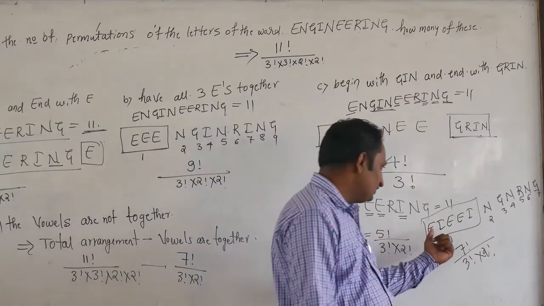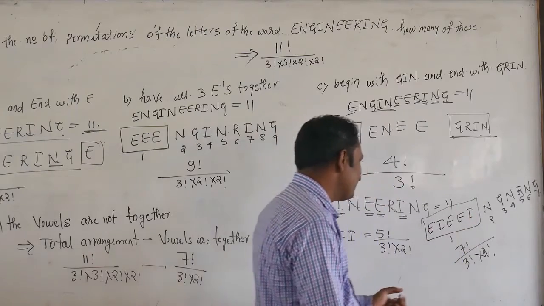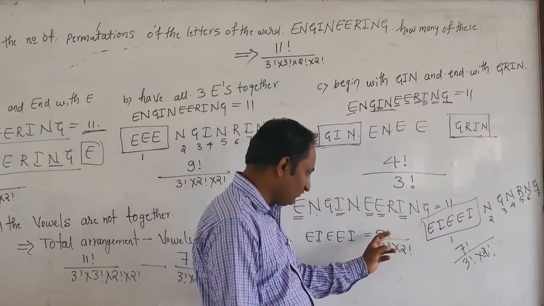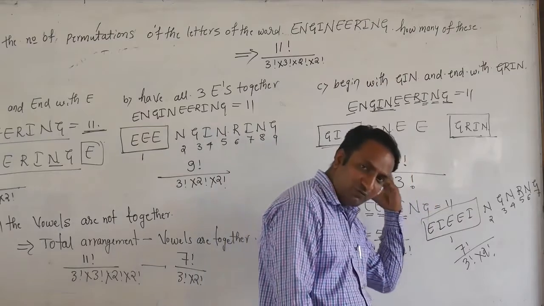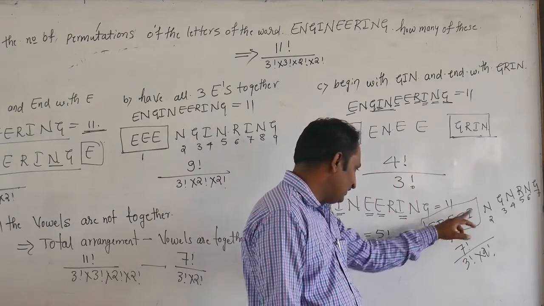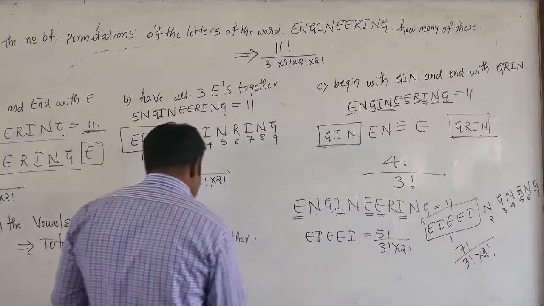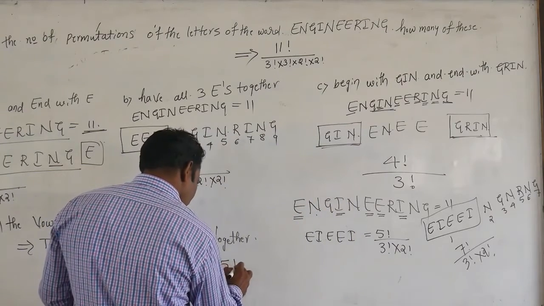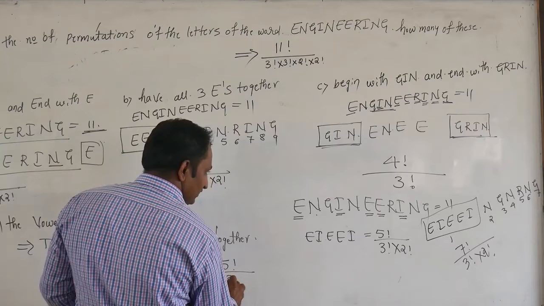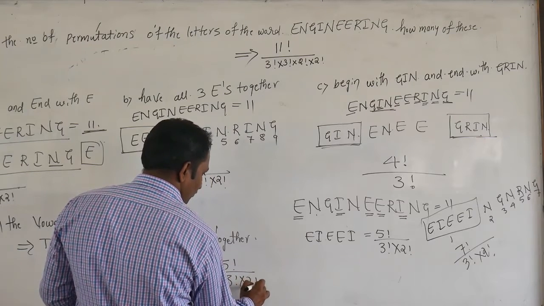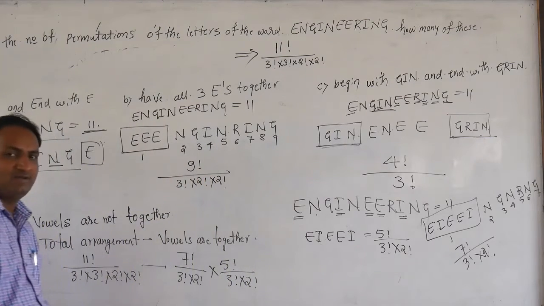Out of these, the 5 vowels can be arranged in 5 factorial. Out of 5 letters, E is repeating 3 times and I is repeating 2 times. So 5 factorial divided by 3 factorial into 2 factorial is our answer.